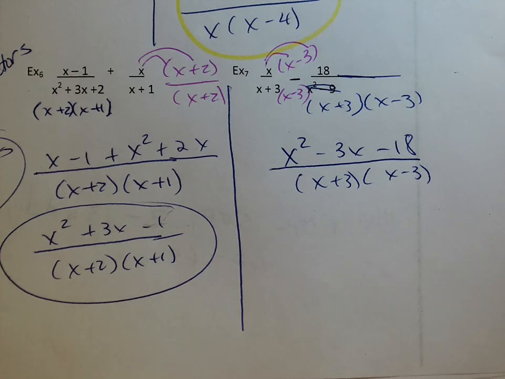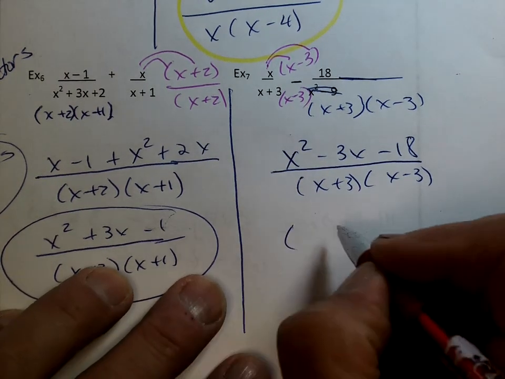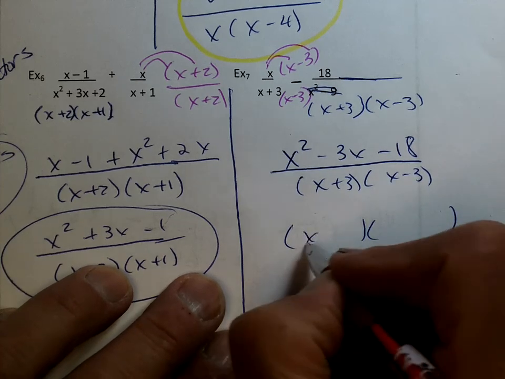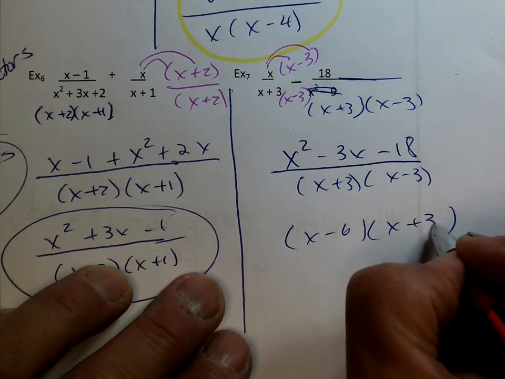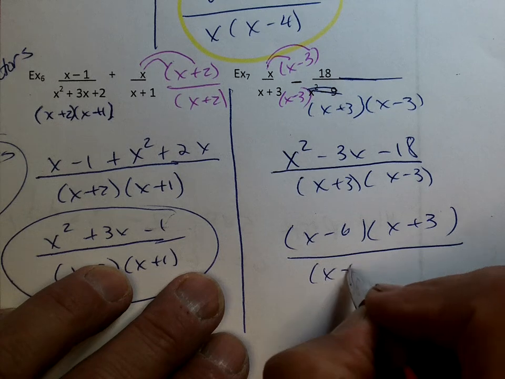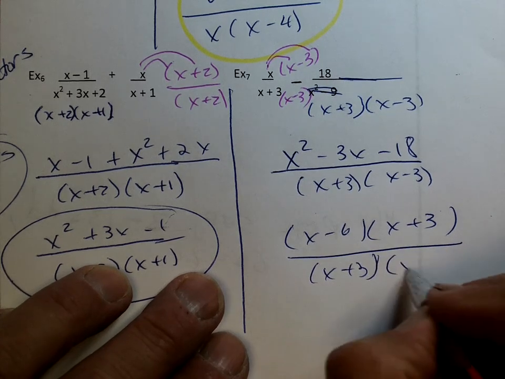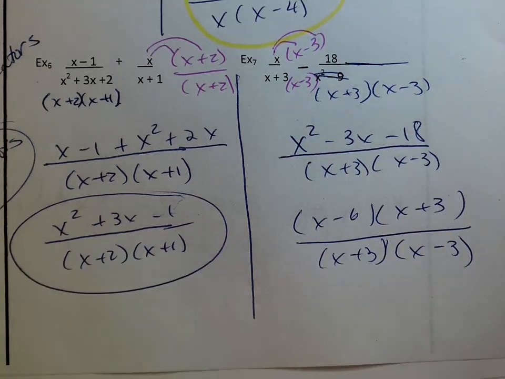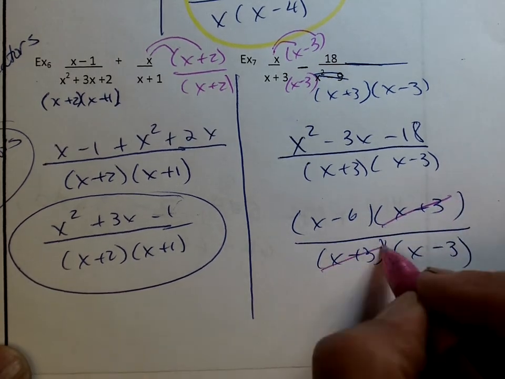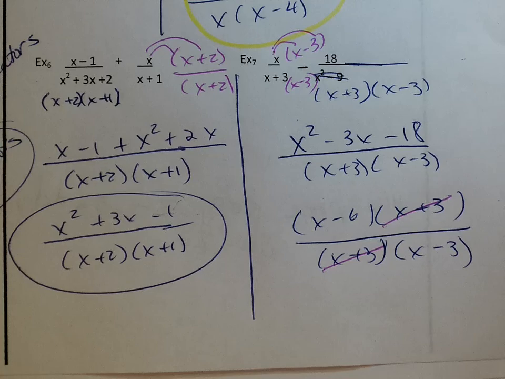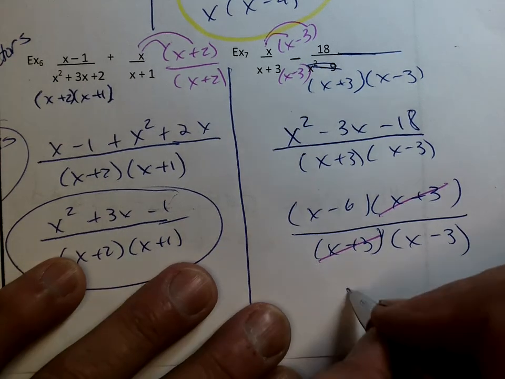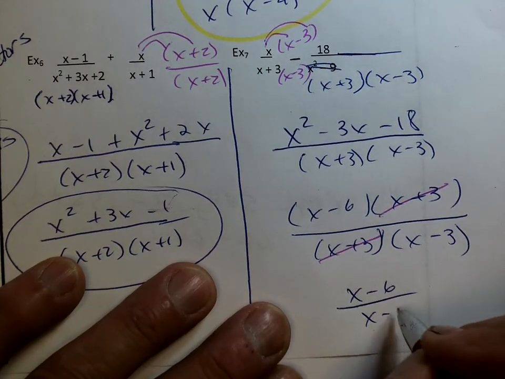This time I think we can factor and cancel. I like these problems because if I can factor and cancel, I can get rid of some things. So I factor this, boom, boom, boom. I get an x minus 6, x plus 3, right? Over an x plus 3, x minus 3. And then this one's going to tidy up kind of nicely. I can cancel my x plus 3 with my x plus 3, right? It's gone. What do we have left? X minus 6 over an x minus 3.